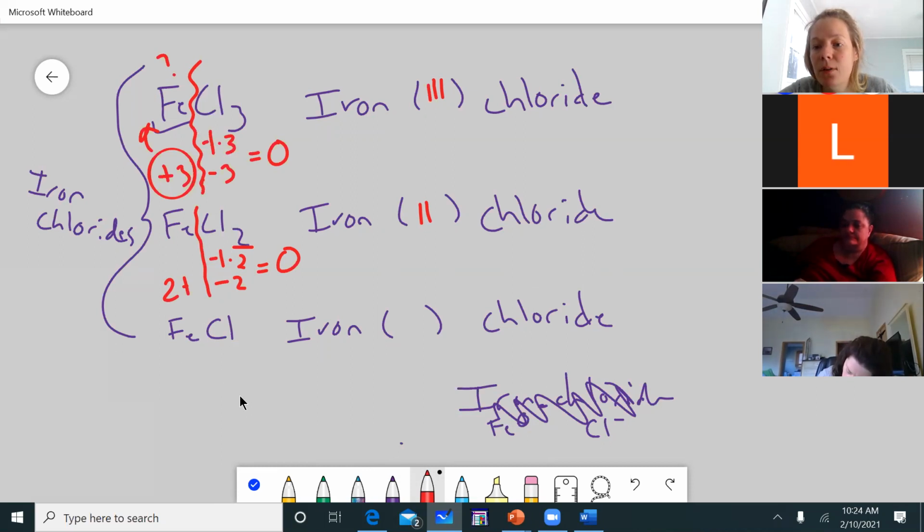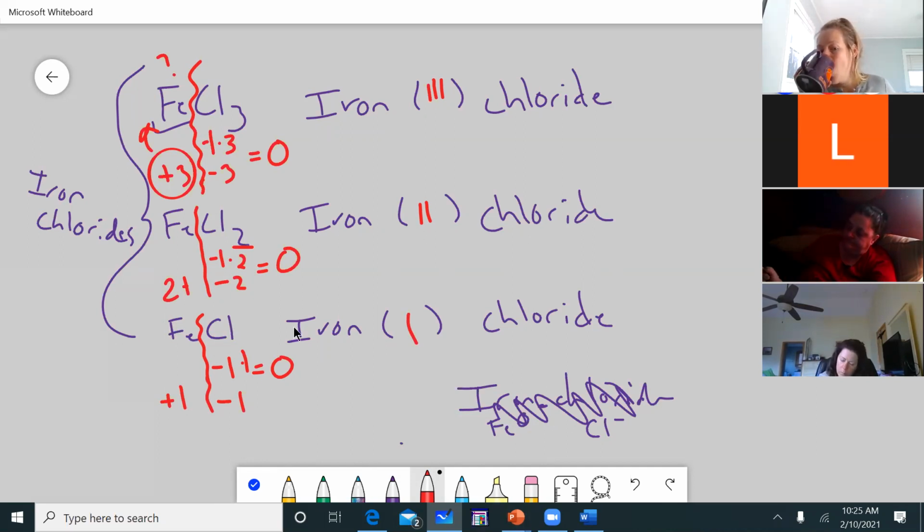This final one down here, hopefully you're starting to see a system, also needs to equal 0. What's chlorine's charge? Chlorine's charge is always -1. How many do I have? I just have one of them, so it's multiplied by 1, so it's a -1. So what does iron need to be to balance that out? A +1. So this would be iron 1 chloride. So anytime you're dealing with something with a transition metal, it's not enough to just say it's iron chloride. You have to say it's iron 2 chloride so that you get the correct formula.